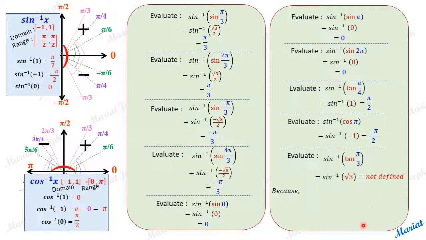That's it. It happened because root 3 did not belong to minus 1 to 1, which is the domain of the sine inverse x function. Root 3 was not in this interval. Hence, sine inverse root 3 was not possible.